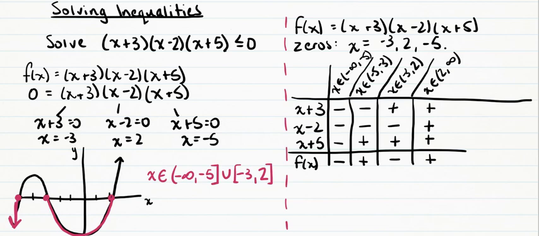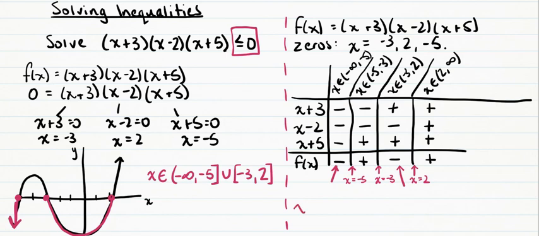And I want to go back to the original inequality. I want to know, when is f of x less than or equal to 0? Well, I know it's equal to 0 at x equals negative 5, because that's one of the zeros. I also know it's equal to 0 at x equals negative 3, because that's another 0. And I know it's equal to 0 at x equals positive 2. And I know the function is less than 0 in this interval, because the function we figured out was negative there, and in this interval. So those are all the x values that I want to include in my solution set.